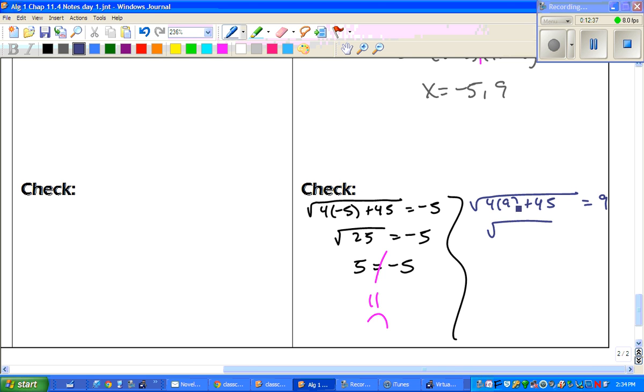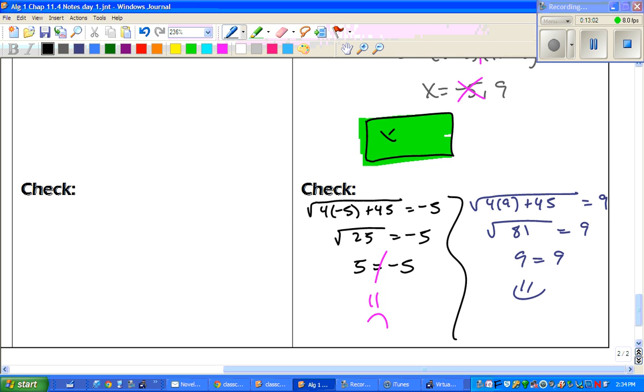Okay, 4 times 9 is 36. 36 plus 45 gives us 81. Does that equal 9? 9 equals 9, so we're happy. -5 doesn't work. However, x does equal 9.